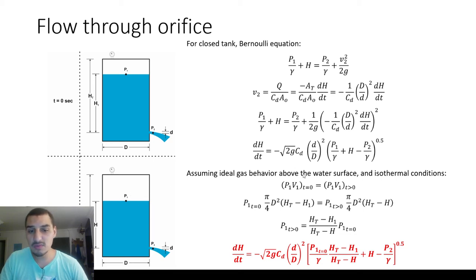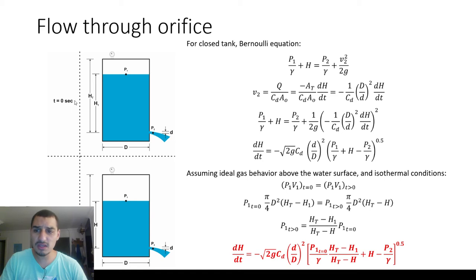And you can simply assume that this gas here is an ideal gas, or it behaves ideally. And this is going to be a very valid assumption if the pressure is low. And I'm assuming that I'm starting with 1 atmosphere or 2 atmospheres, which is not very high pressure. So assuming that it is an isothermal process, P1 multiplied by V1 at t equals 0 equals P1 multiplied by V1 at any time t.